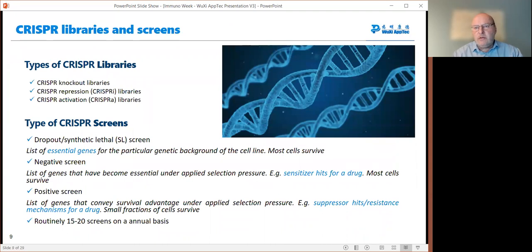With respect to CRISPR tools, we work with knockout, repression, and activation libraries, looking for essential genes in dropout or synthetic lethal modes. We can look for genes that have become essential under particular selection pressures or confer survival advantages. Across these different modes, we're running 15 to 20 screens per year. So there's a wealth of experience with these assays, reducing assay development times and maximizing confidence in the data generated.